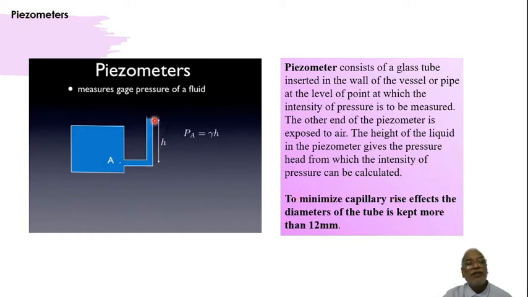To minimize the capillary effect, we have seen what capillary is. When you insert a tube, automatically the water rises up or goes down. So, not to have the error because of the capillary action, the minimum size of the tube has to be 12 mm, so that you don't have much of the effect of capillary. So to minimize capillary rise effects, the diameter of the tube is kept more than 12 mm. That is the limitation of manometers or piezometers, you can say.